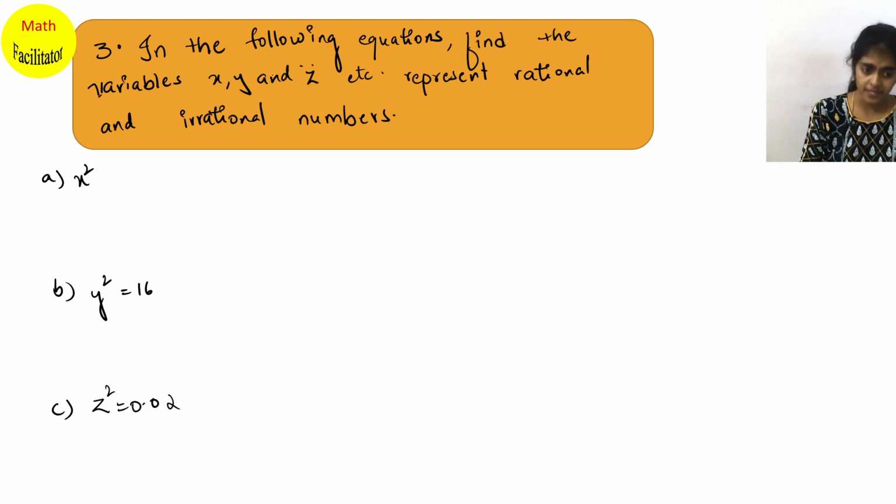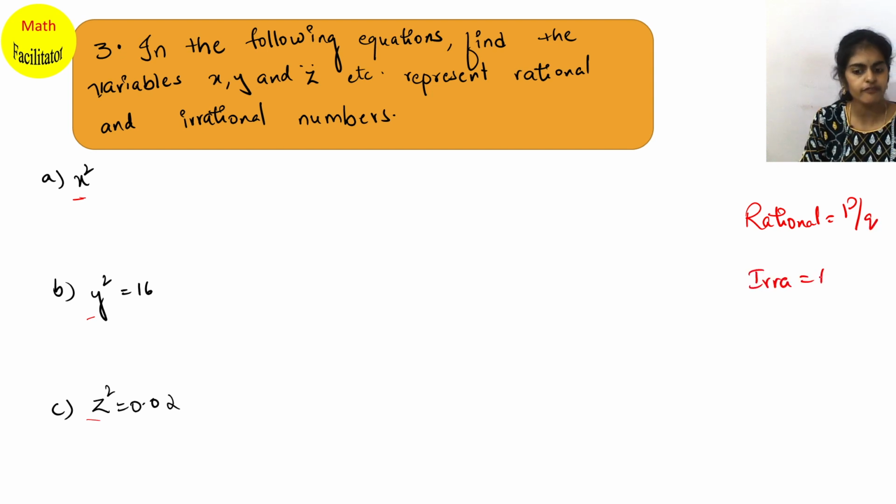Let's begin. In the following equations, find whether the variables x, y, z, etc. represent a rational number or an irrational number. You all know that a rational number is always of the form p by q. An irrational number is not of the form p by q. Simple, right? So what shall we do? We have to simplify it and see.